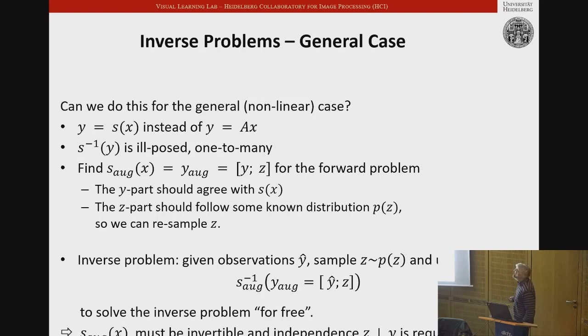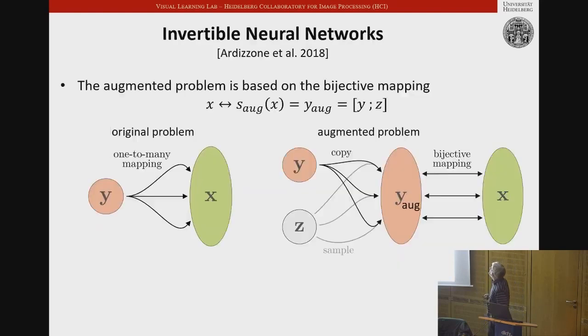Now we want to implement this. These are two conditions. So the new function must be invertible, and z must be independent from y, so that we can just sample z without considering what the current value of y is. So now we would like to implement this with neural networks.